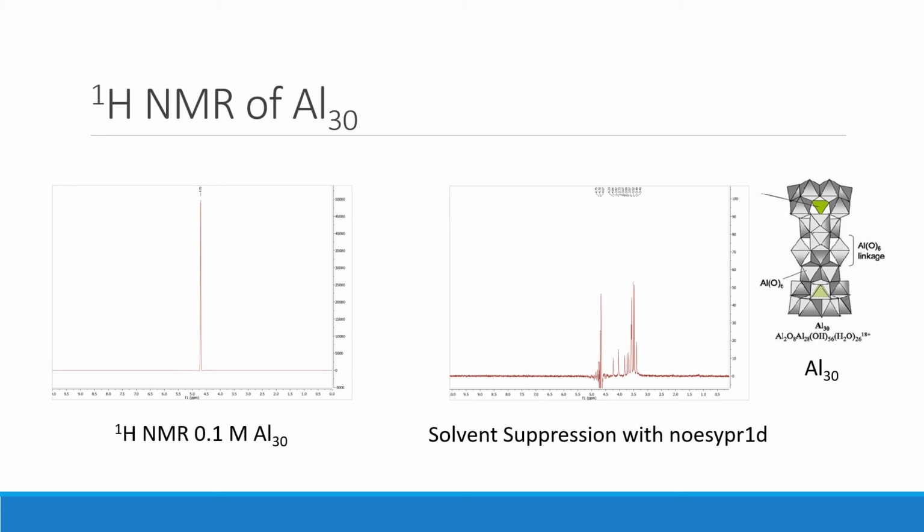However, a specific solvent suppression technique called NOESY PR1D can be used to reduce this peak and allow the other peaks to be shown, which correspond to all of the different hydrogens in the sample. In this case, the aluminum 30 with 30 aluminum atoms.